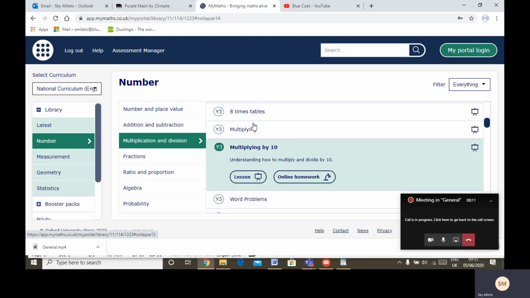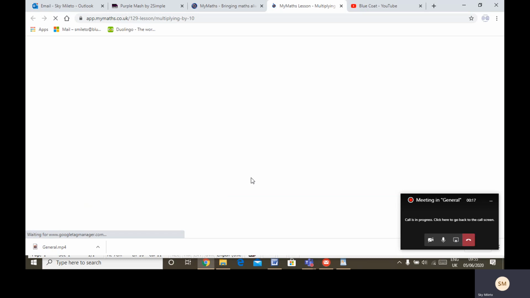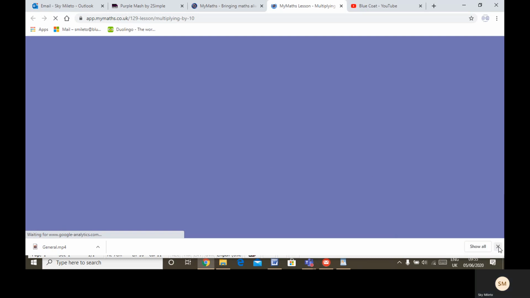Today we're doing multiplying by 10. And lots of you might be saying that's really easy, but this will help you understand what it really means.